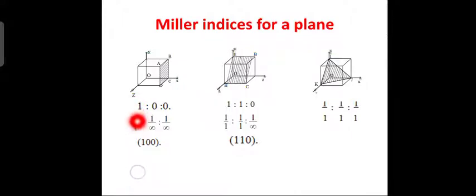Therefore, 1 by 1 is equal to 1, 1 by infinity is equal to 0, 1 by infinity is equal to 0. Alright. Then 1 1 0: 1 by 1 equal to 1, 1 by 1 equal to 1, 1 by infinity equal to 0. That is how you got 1 1 0. Okay. Then 1 1 1, divided by 1 also the same, therefore, this is the plane 1 1 1.